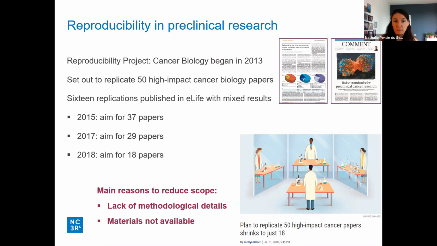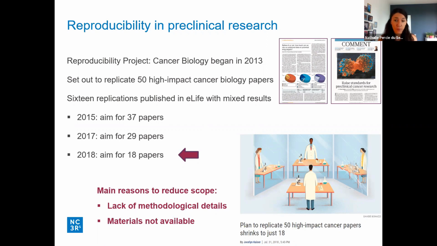Most studies reproduced part of the original papers, but also reported some results that were not consistent with the original papers. But what I want to draw your attention on is the number of papers to be replicated. So the study initially set out to replicate 50 experiments, and that target was reduced to 37 papers in 2015, then to 29 papers in 2017, and in July 2018, a decision was taken to reduce it to just 18 papers. And that decision to cut off some of the replications was taken because cost and resources were spiraling out of control. And one of the main reasons for that was that methodological details were lacking from the original papers.